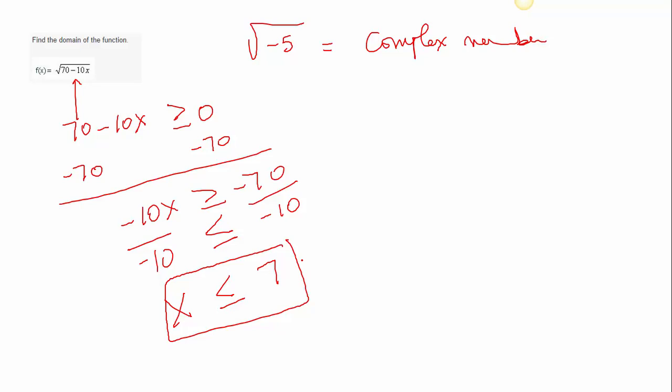So x can be any value. If you want to draw this on the real number line, this is 0, this is 7. So you have a square bracket, and it can have anything less than 7 up to minus infinity, including 7. That's why I have a square bracket. Okay, if you have a less than 7, you would use parentheses.